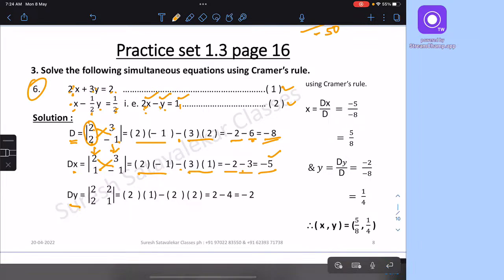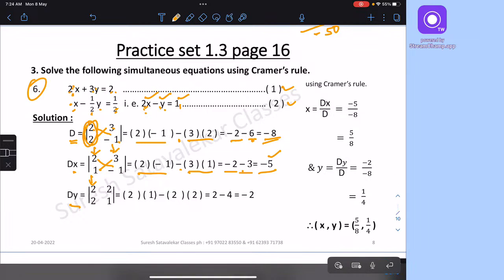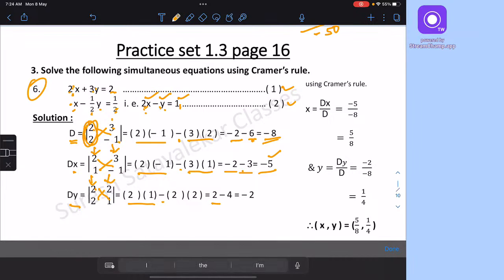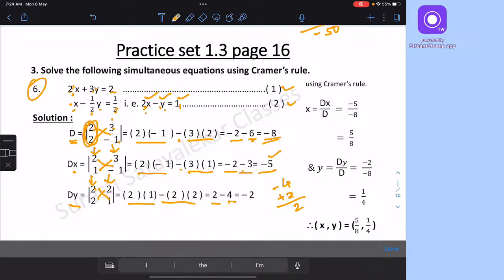To get dy, the coefficients of x, 2 and 2, will remain here. And instead of the coefficients of y, you have the right-hand side, which is 2, 1. So this is the second column. Expand: 2 into 1 is 2, minus 2 into 2 is 4. So 2 minus 4. Again here 4 is negative and 2 is positive. When one is positive and one negative, from the greater you have to subtract the smaller. 4 and 2, the difference is 2, and the sign of the greater is minus. So the answer is minus 2.